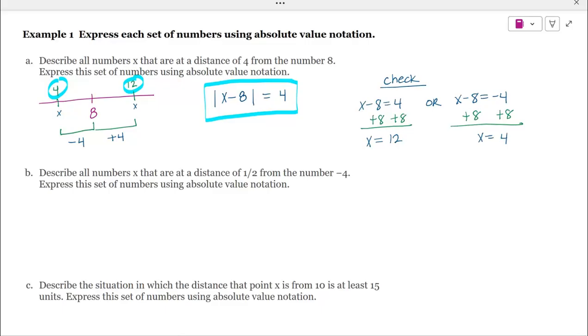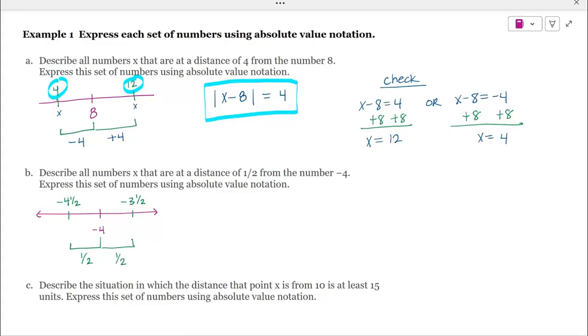Example B. Describe all numbers x that are at a distance of 1/2 from the number negative 4. Well, let's see. Drawing a number line, I want negative 4 to be in the center, and I want to move 1/2 either to the left or to the right. So I'm expecting this number to be negative 3.5, and I'm expecting this number to be negative 4.5.